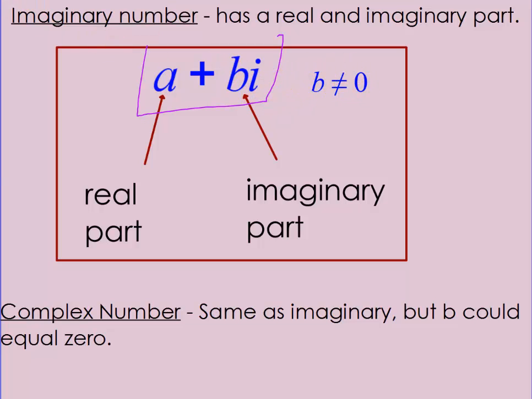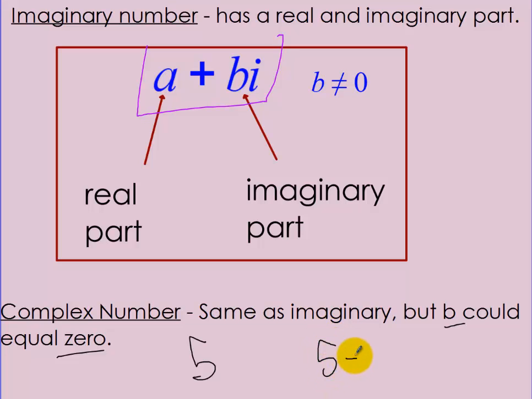Now you hear me use the terms complex numbers and imaginary numbers, and usually I use them both. The idea here is that a complex number is the same as imaginary, but b could equal 0. So technically a real number like 5 could be complex, but 5 can't be imaginary.